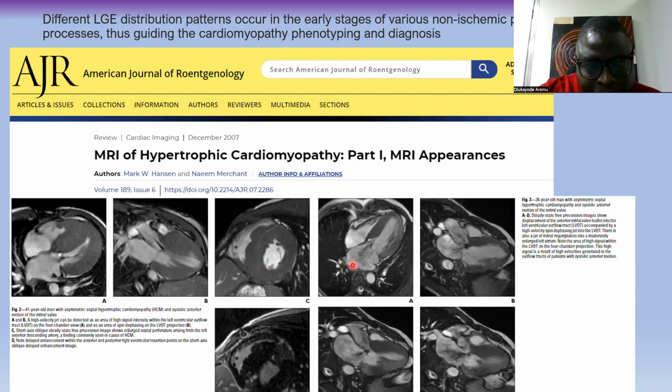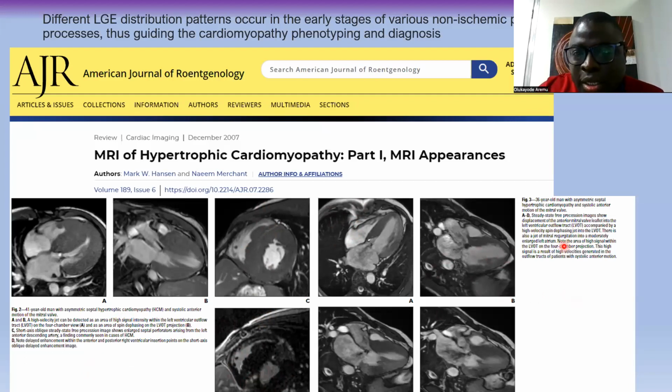And then, okay, let me see if I can pull this up a bit. Okay, so the last image here, which is not showing, is showing a delayed enhancement in the anterior and posterior right ventricular insertion point. You see where they meet here. You can see the enhancement here. If you follow my laser, the right ventricular insertion points on the short axis oblique delayed enhancement image.